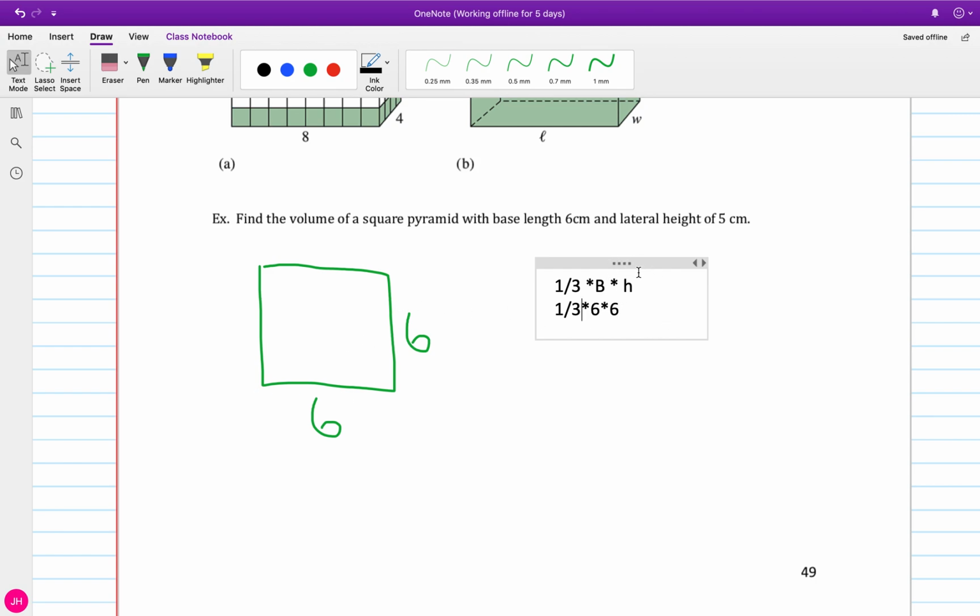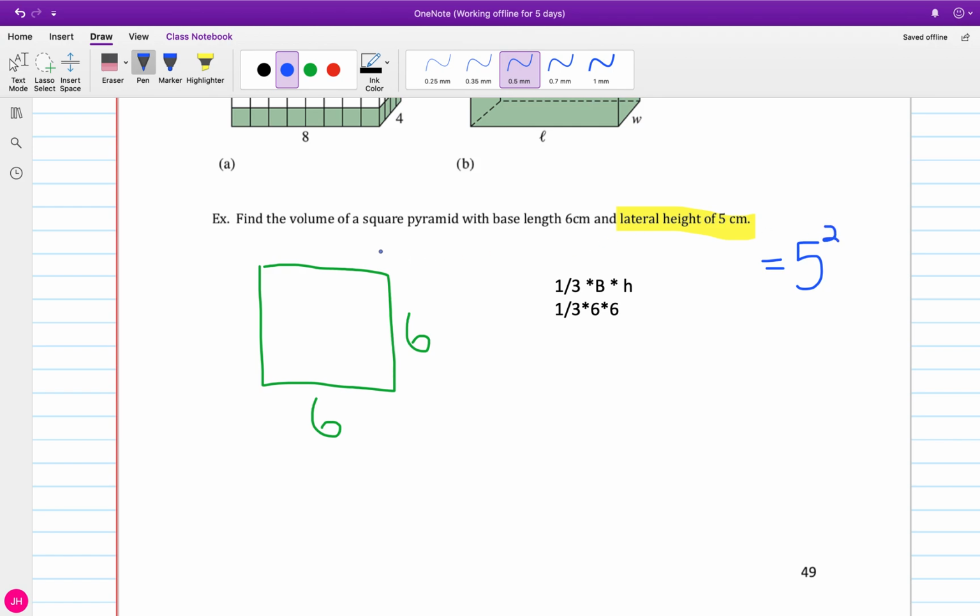Now I need to find H. I was not given H. I was given the lateral height. That's what I would use for the surface area. I need to find the regular height. So we're going to go back to our Pythagorean theorem that we used before to solve for L. Remember, the lateral height is always my hypotenuse. So I know that it's going to be a squared plus b squared equals c squared, and that c is going to be 5 squared.